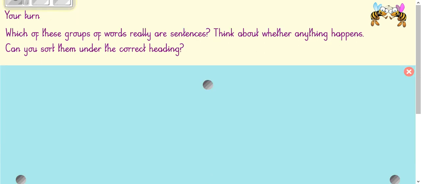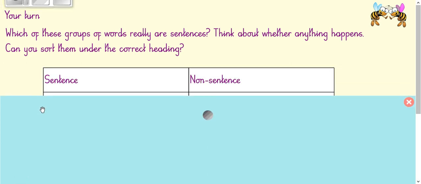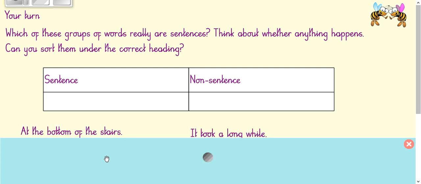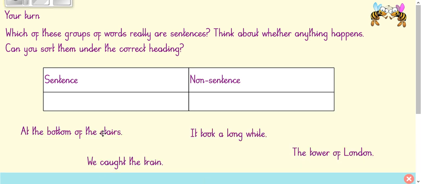Your turn now. Which of these groups of words really are sentences? Think about whether anything happens. Can you sort them under the correct heading? So here are my two headings, sentence and non-sentence. And here are the group of words. Can you pause the video and think about which group of words really are sentences?